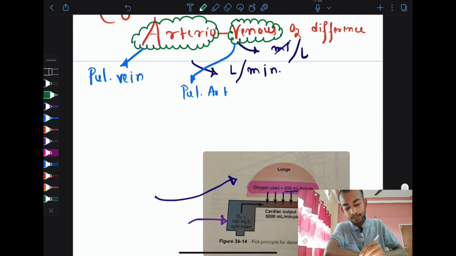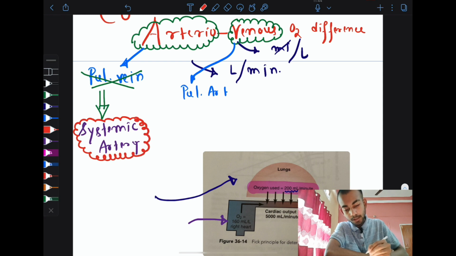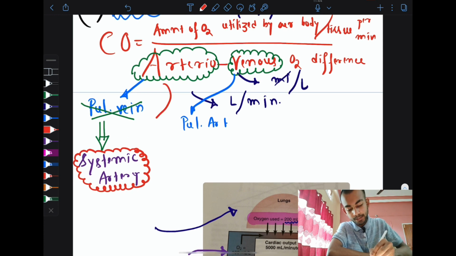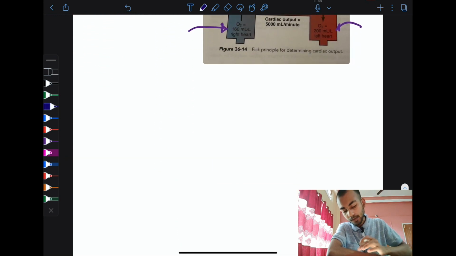Now practically speaking, it is difficult to obtain blood from the pulmonary vein. So instead of the pulmonary vein, the arterial blood is obtained from any systemic artery. This line has been given in the Guyton textbook, and sometimes questions are framed about where the arterial blood is taken for the measurement of cardiac output. The answer: the systemic artery, and the venous blood is taken from the pulmonary artery. Very simple, right?